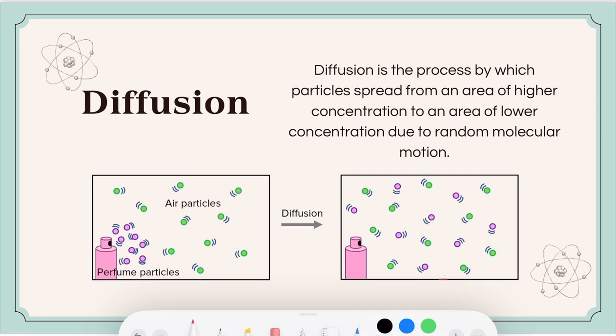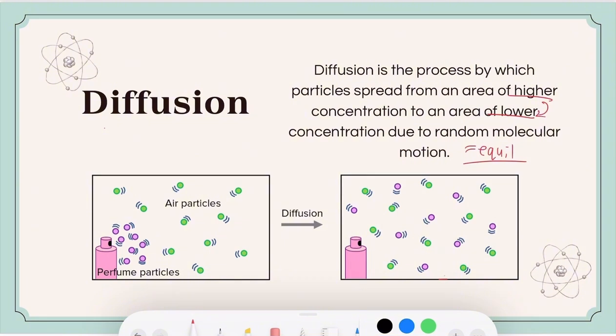Now, what is diffusion? Diffusion is basically the movement of particles from areas of higher concentration to areas of lower concentration. So higher to lower, you have to keep that in mind. Why do they do that? They want to reach equilibrium. So this is their goal. Their goal is to reach equilibrium.